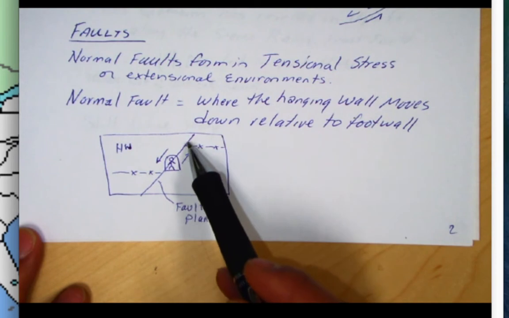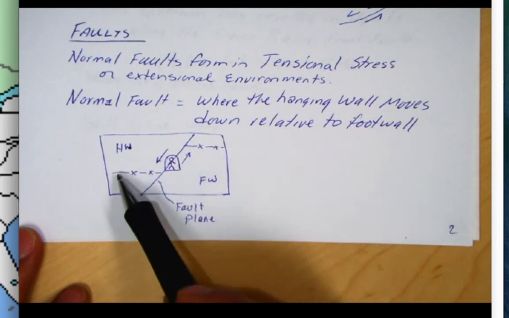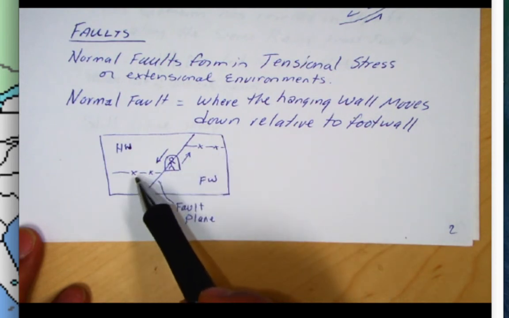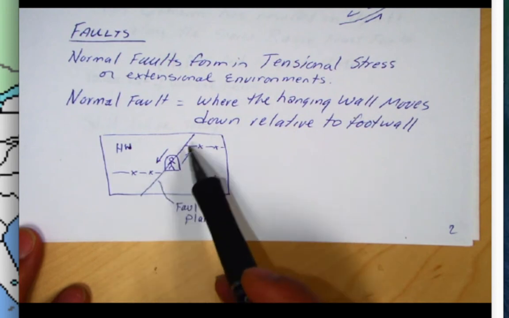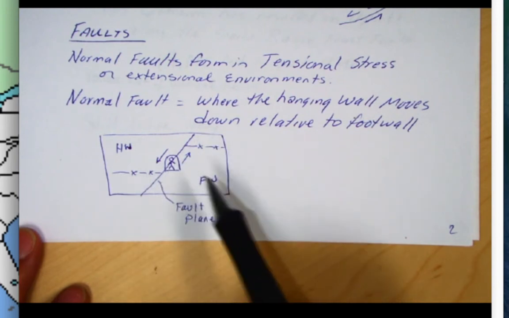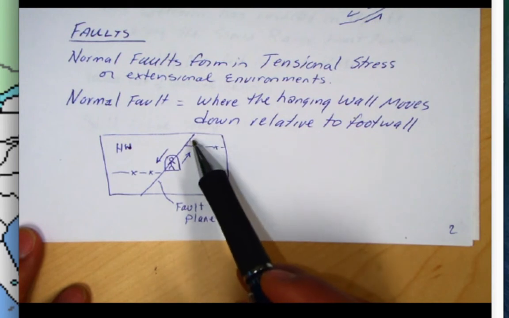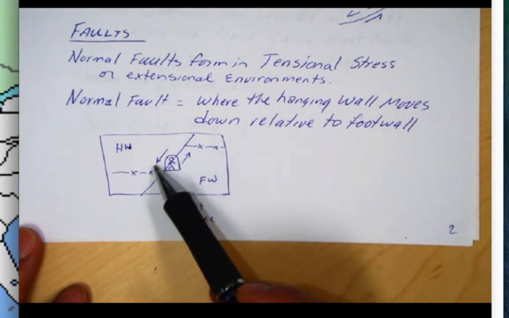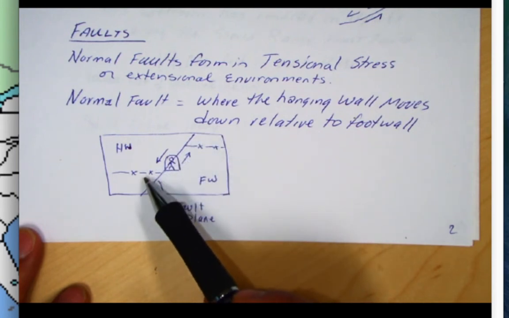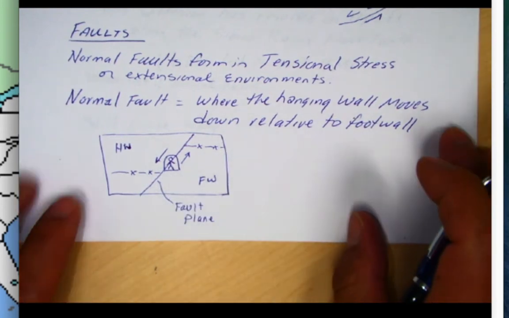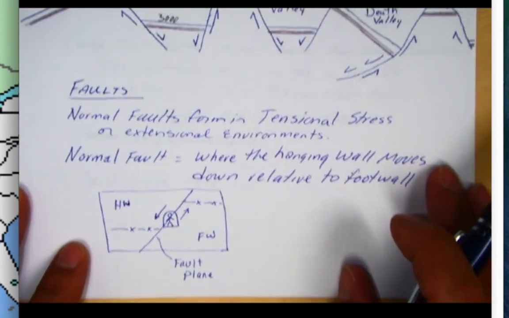Now in this case, note that I have a marker bed here, maybe like a coal seam or a fossil bed that you can see on both sides of the fault plane here. And what we'd find is that this hanging wall side has moved down. So that's how we're going to call a normal fault. And normal faults occur where hanging walls are moving down relative to footwalls.